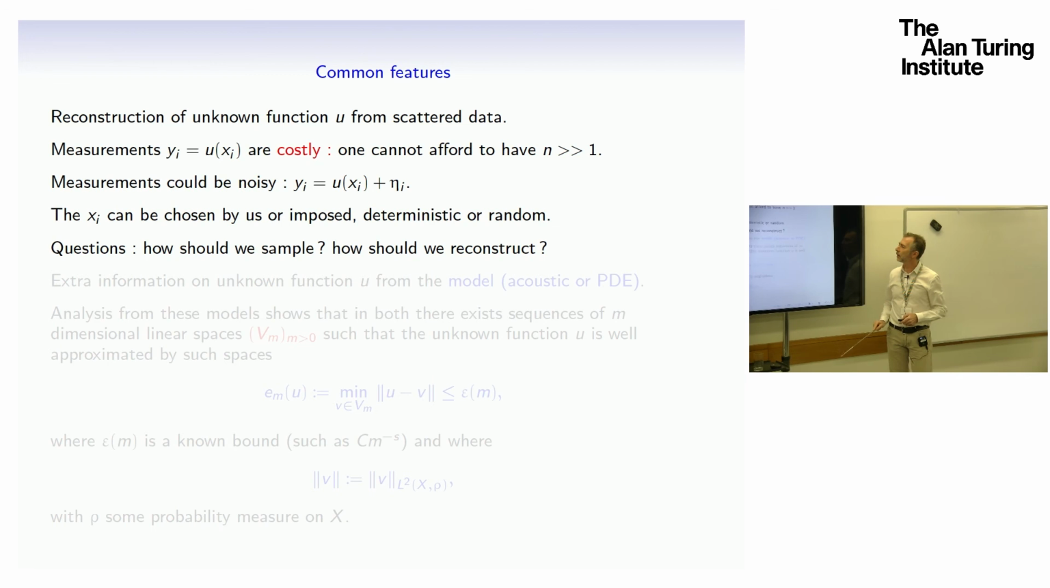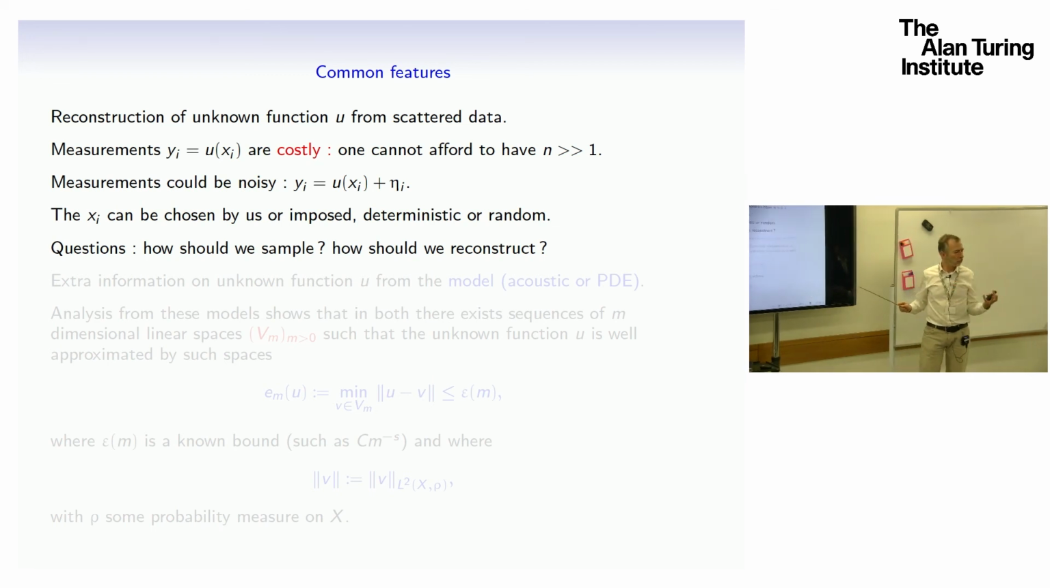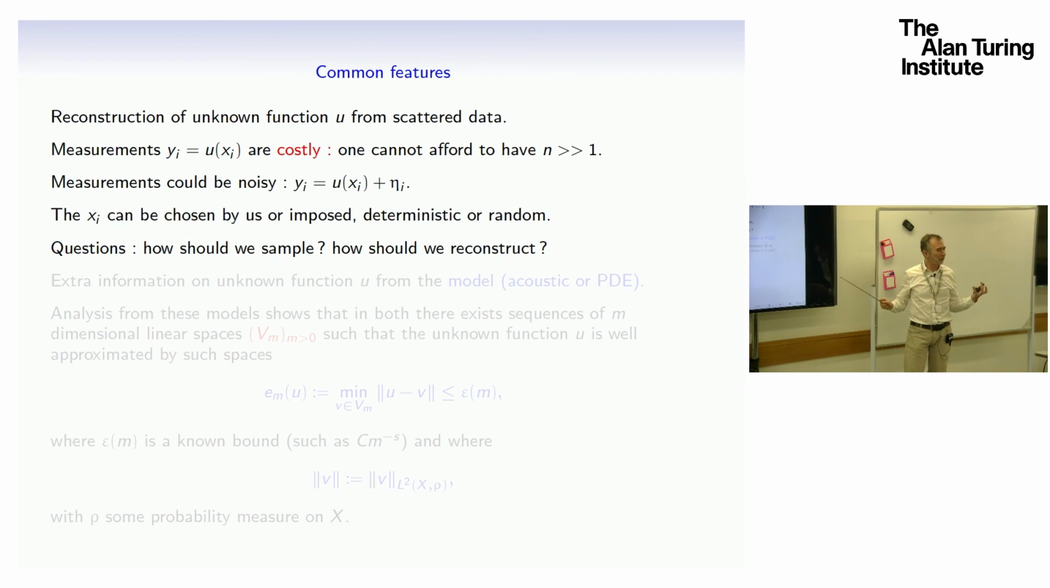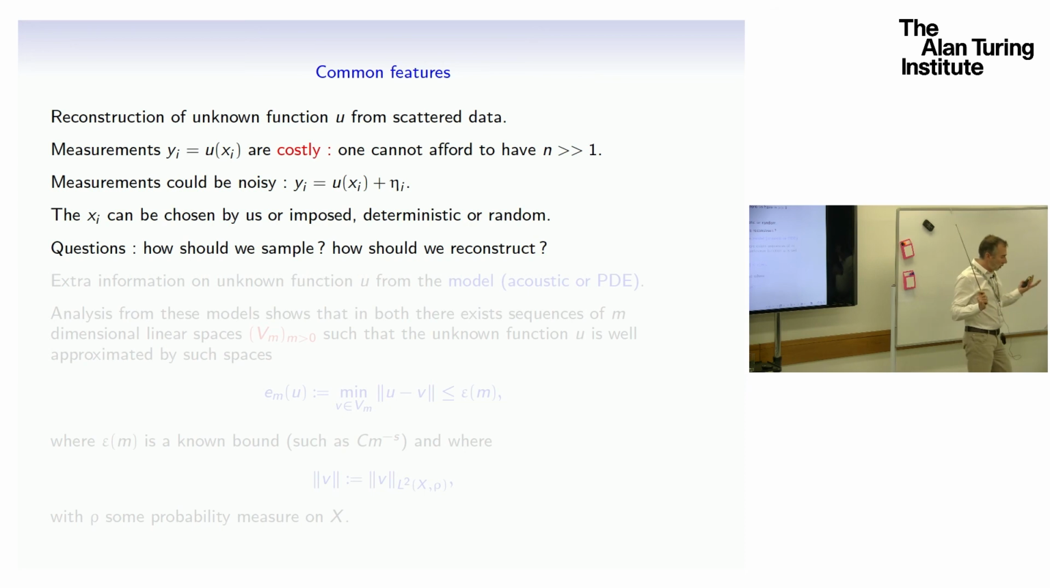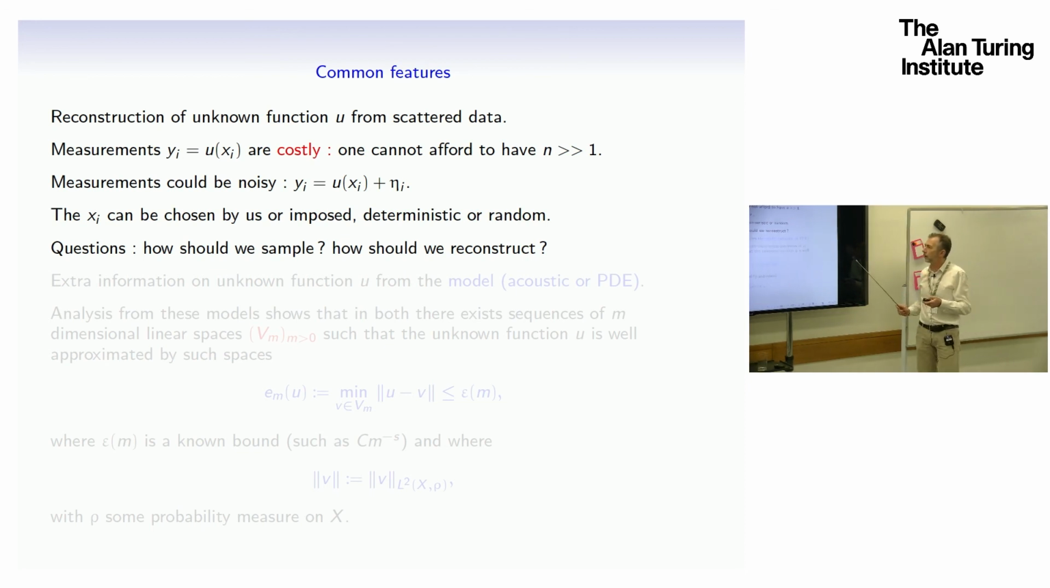And this xi, the place where you measure, can be either chosen by us, then you have a certain responsibility, you have to decide well. Or they could be imposed on us. They could be deterministic or random. And the natural questions that come out are, how should you sample? How should you reconstruct? So obviously, this is an ill-posed inverse problem.